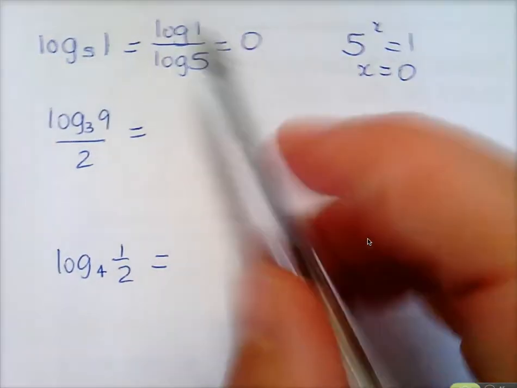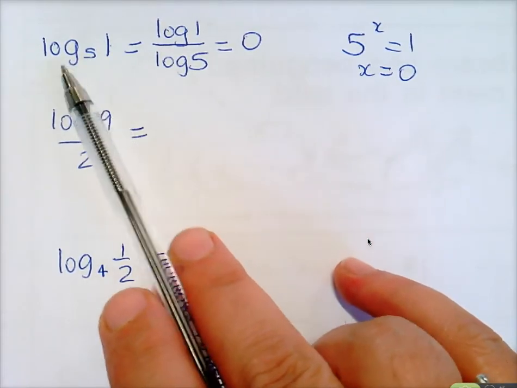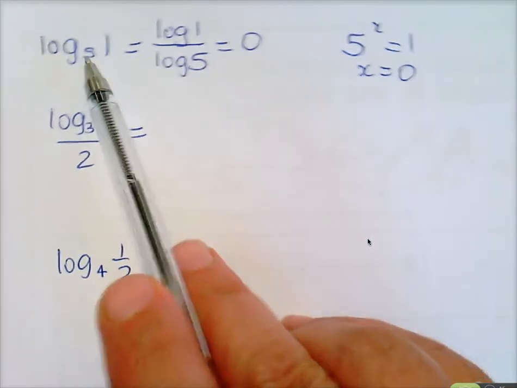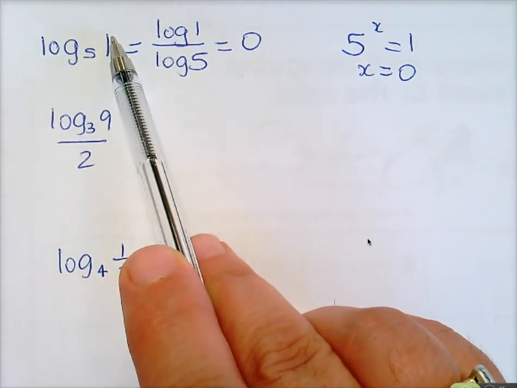You know why? Because log 1 is 0. Now, the other way you can look at it, what they want us to do in this first exercise is not to do it like that. They want us to realize that logs mean 5 to the power of what is 1. Can you see what I'm doing?